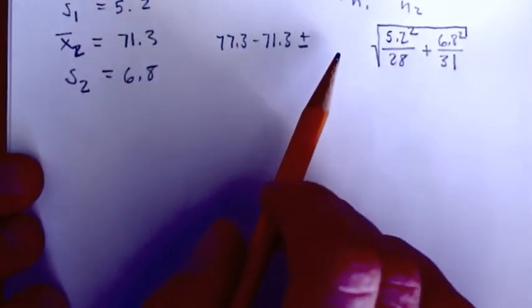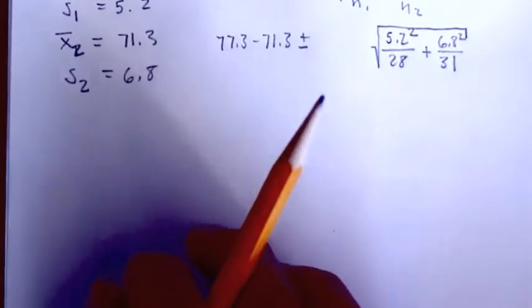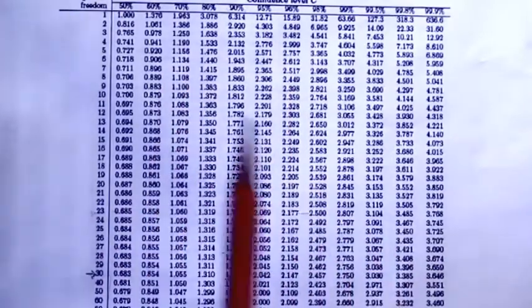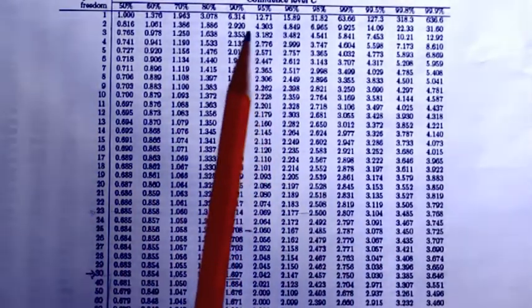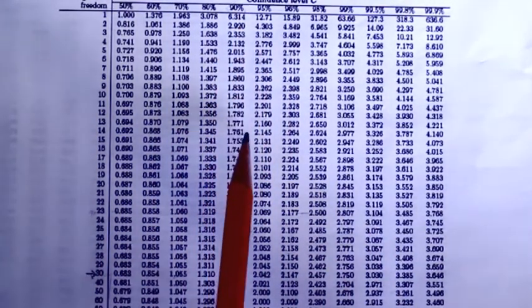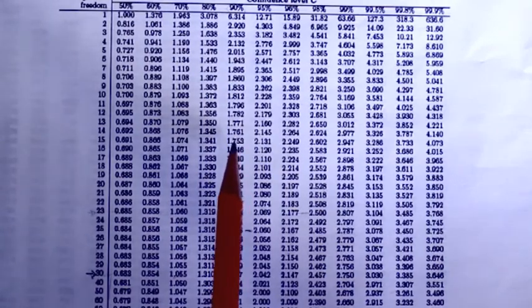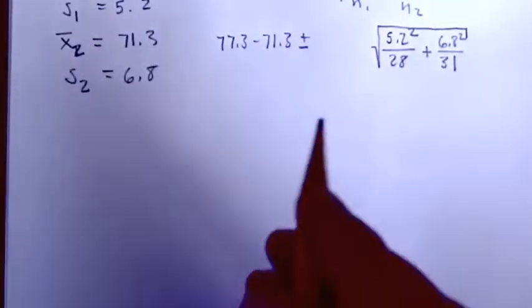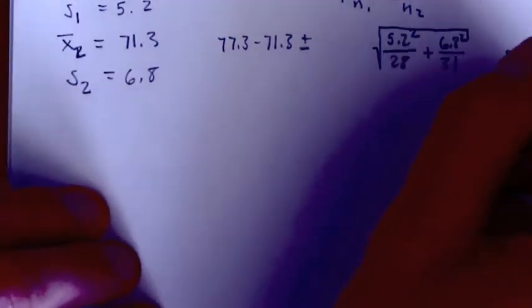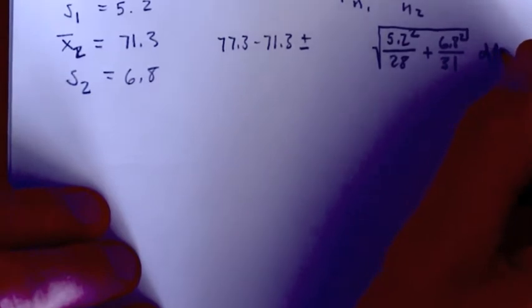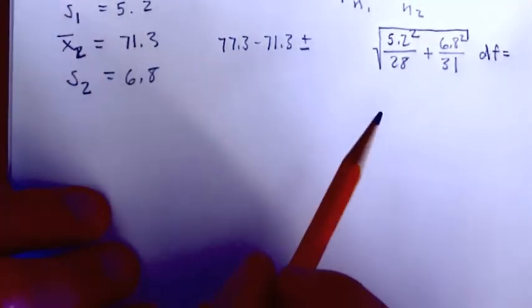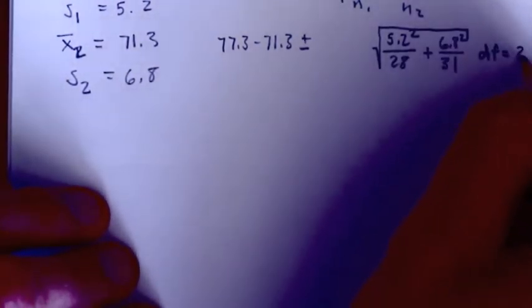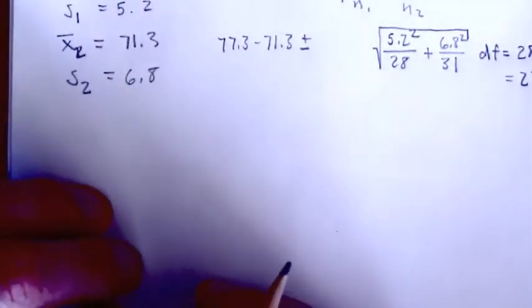Now we need to calculate t star, and if you remember, we can get t star by going to the t and z table. We're looking for 90% confidence, so we're looking in this column. We need to know then what degrees of freedom to use on this test. Now we're told that the degrees of freedom should be the smaller of the two sample sizes minus 1. The smaller sample is 28, so 28 minus 1 gives us 27 for our degrees of freedom.